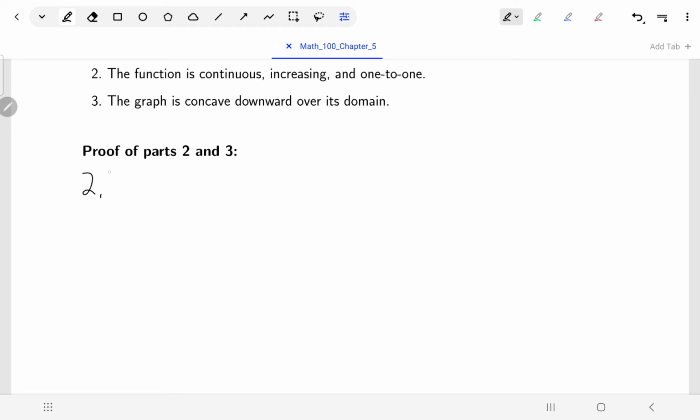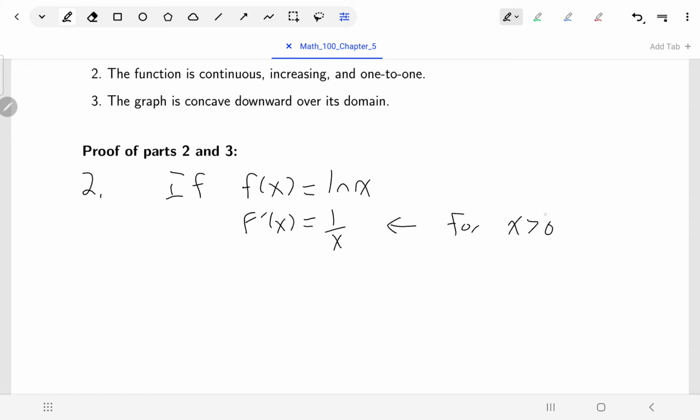And that's because I know that if f is natural log of x, by our definition, then the derivative is 1 over x. And the one thing that I know is that this derivative is good for any x greater than 0. And that's because, of course, natural log of x is only defined for x greater than 0. That's coming from our domain, knowing that it's all positive numbers. So, hooray, good for us.